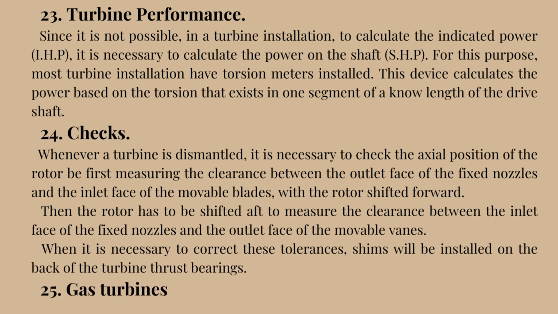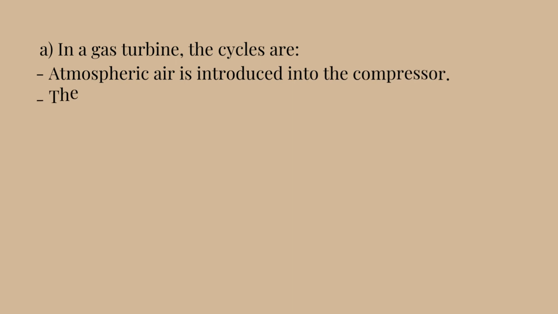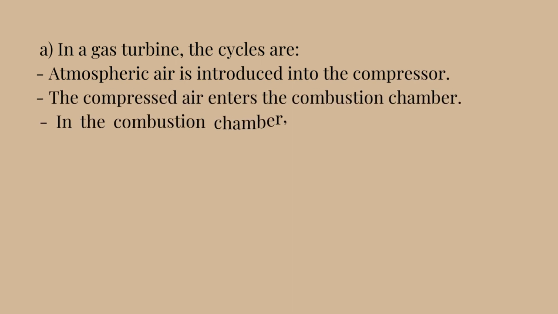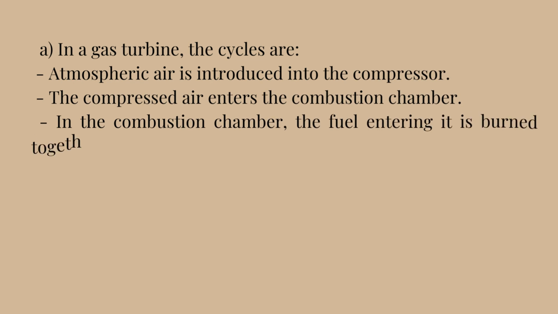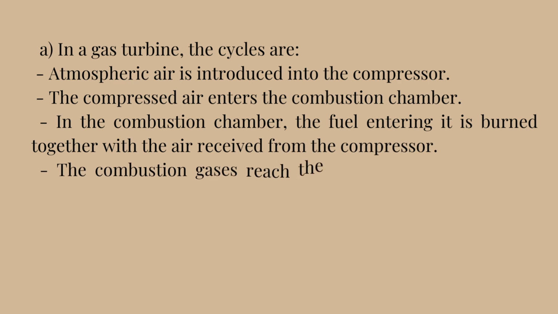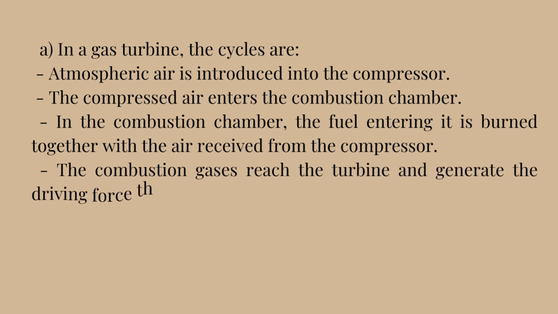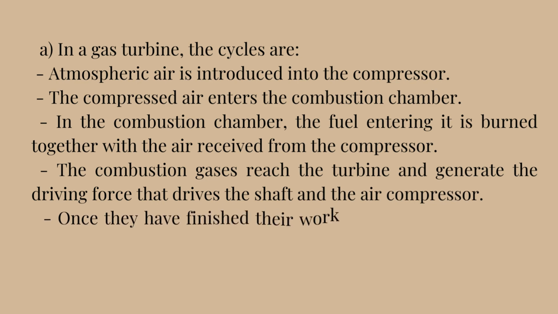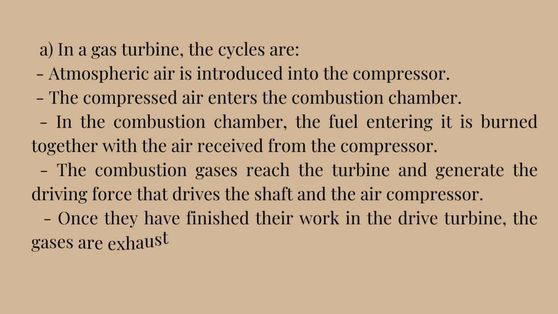25. Gas turbines. A. In a gas turbine, the cycle is: atmospheric air is introduced into the compressor. The compressed air enters the combustion chamber. In the combustion chamber, the fuel entering it is burned together with the air received from the compressor. The combustion gases reach the turbine and generate the driving force that drives the shaft and the air compressor. Once they have finished their work in the drive turbine, the gases are exhausted to the atmosphere.